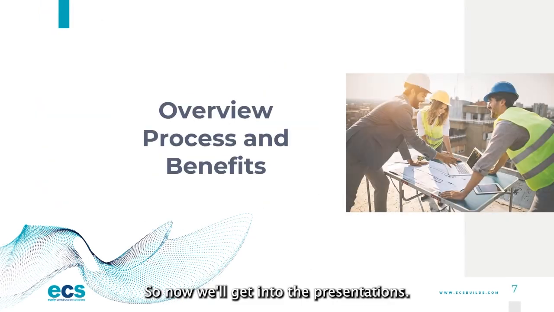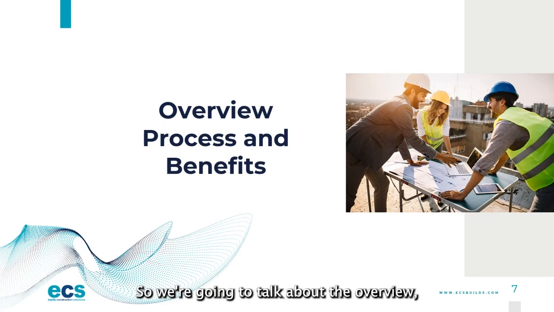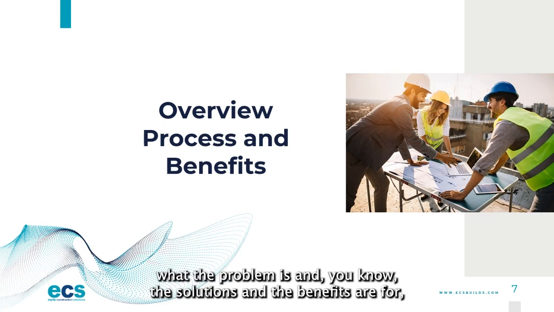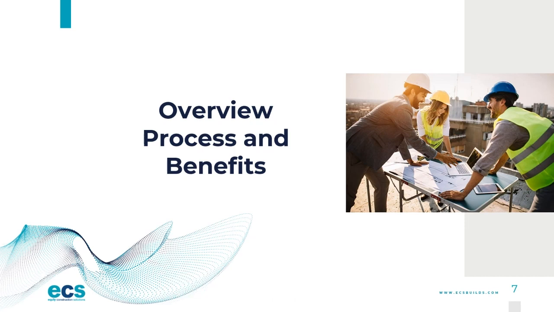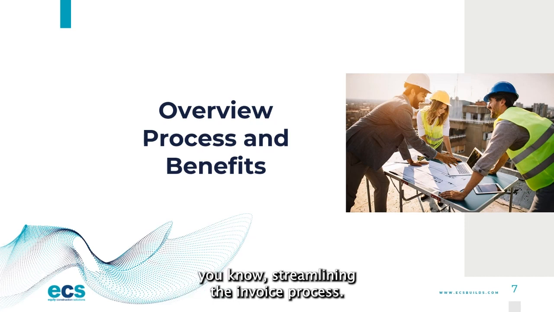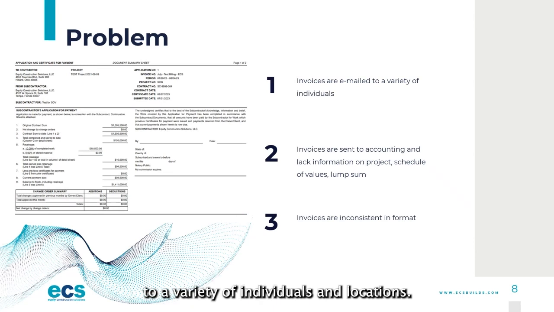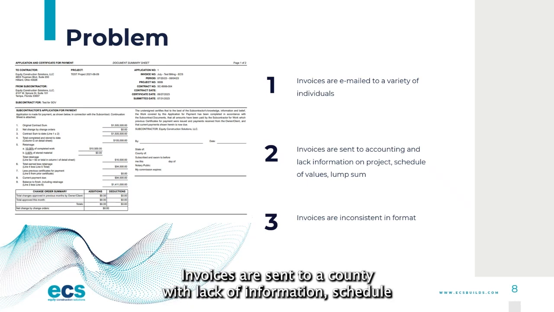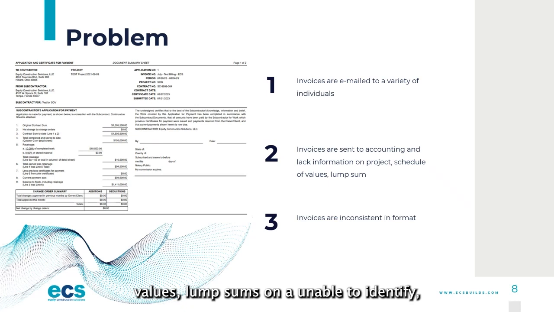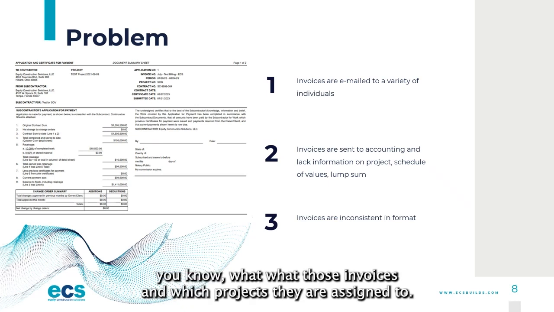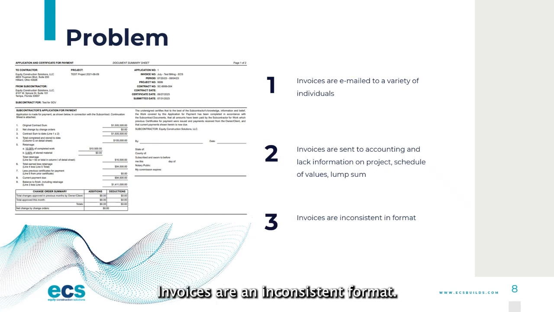So now we'll get into the presentation. We're going to talk about the overview, what the problem is, and the solutions and the benefits for streamlining the invoice process. The problem is invoices are mailed to a variety of individuals and locations. Invoices are sent to accounting with a lack of information, schedule of values, lump sums, unable to identify what those invoices are and which projects they are assigned to. Invoices are in an inconsistent format.